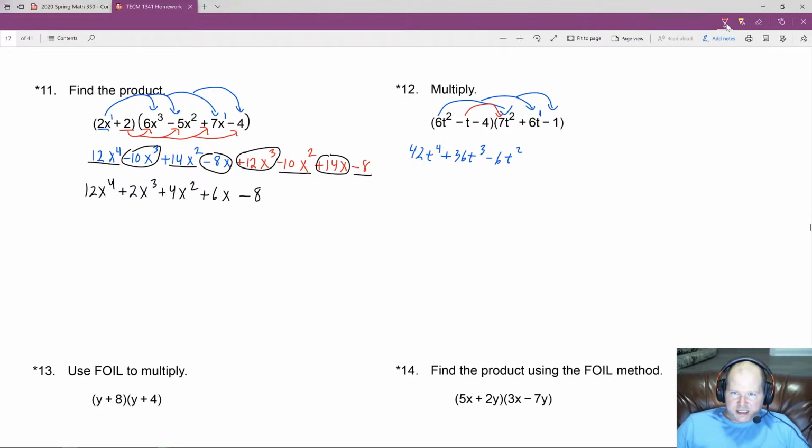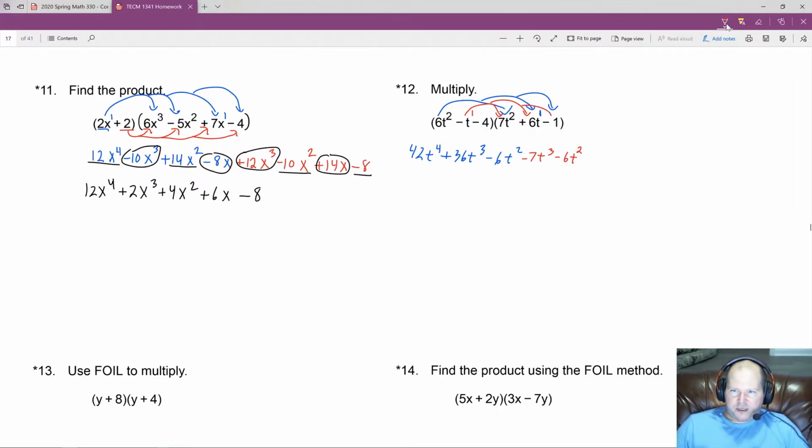So we say negative t times positive 7t squared, and negative times positive is a negative. So you end up with a negative 7, and then t to the first power times t to the second power is t to the 3rd power. Then we are going to say negative t times a positive 6t, so we know the answer is going to be a negative 6. And then t to the first times t to the first is t to the second because 1 plus 1 is 2, or t times t is t squared.